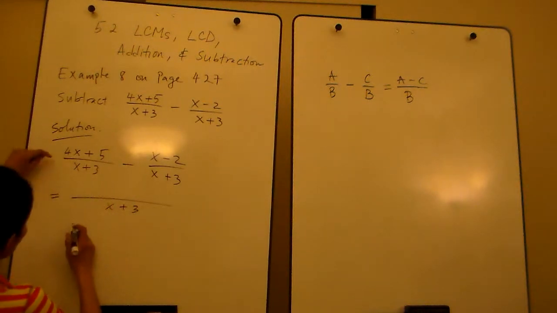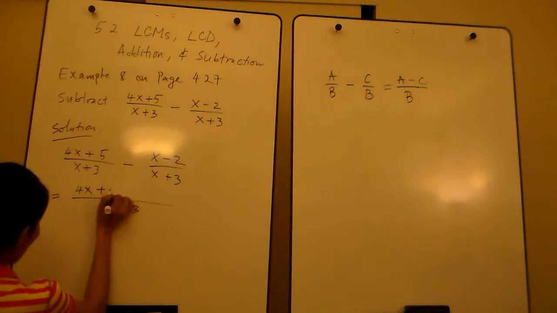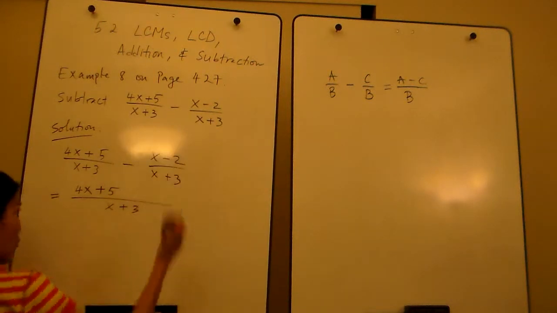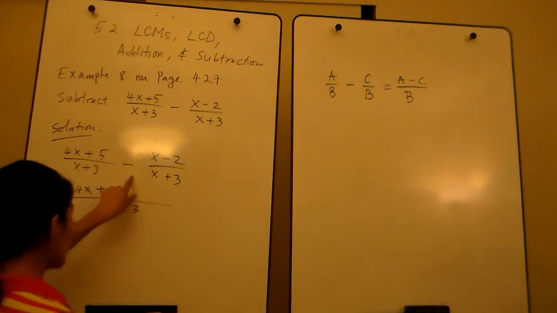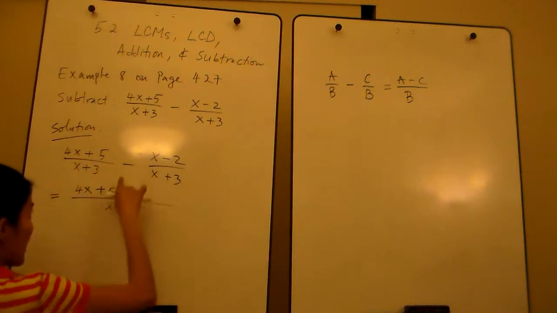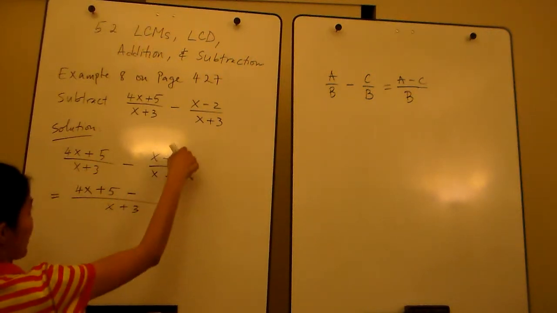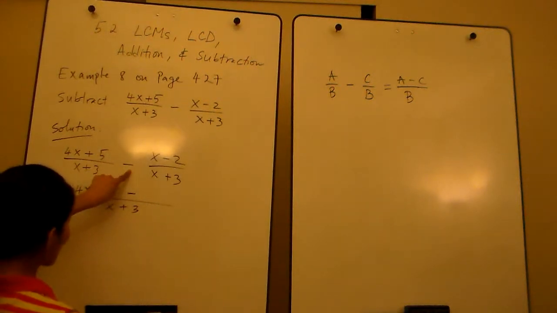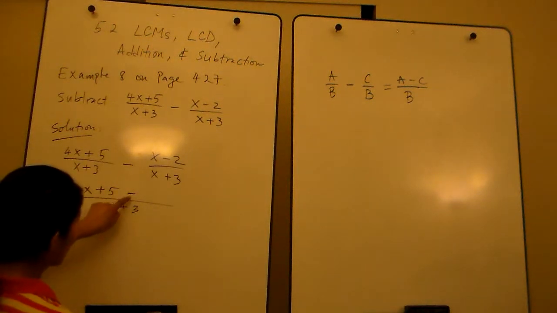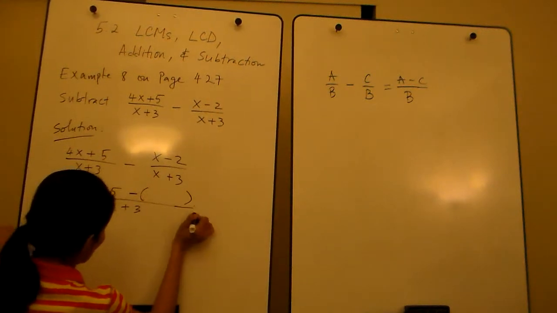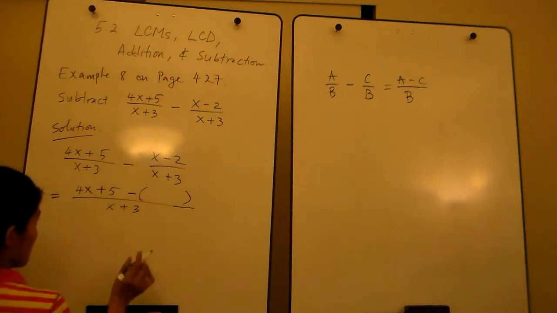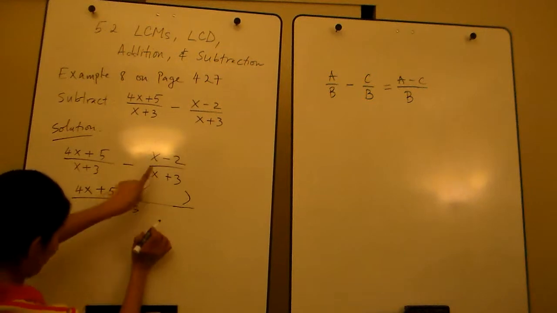For this first fraction, the numerator is 4x plus 5. How about the numerator of this second fraction? Now, when you subtract the two fractions, it's a little bit tricky, okay? So make sure you put the negative here first. Now this negative applies to all terms in this numerator, okay? This negative sign applies to x, and applies to this term, negative 2. So I would put the negative and parentheses to indicate that this negative affects all terms inside the parentheses. So I would copy the numerator of this second fraction here.